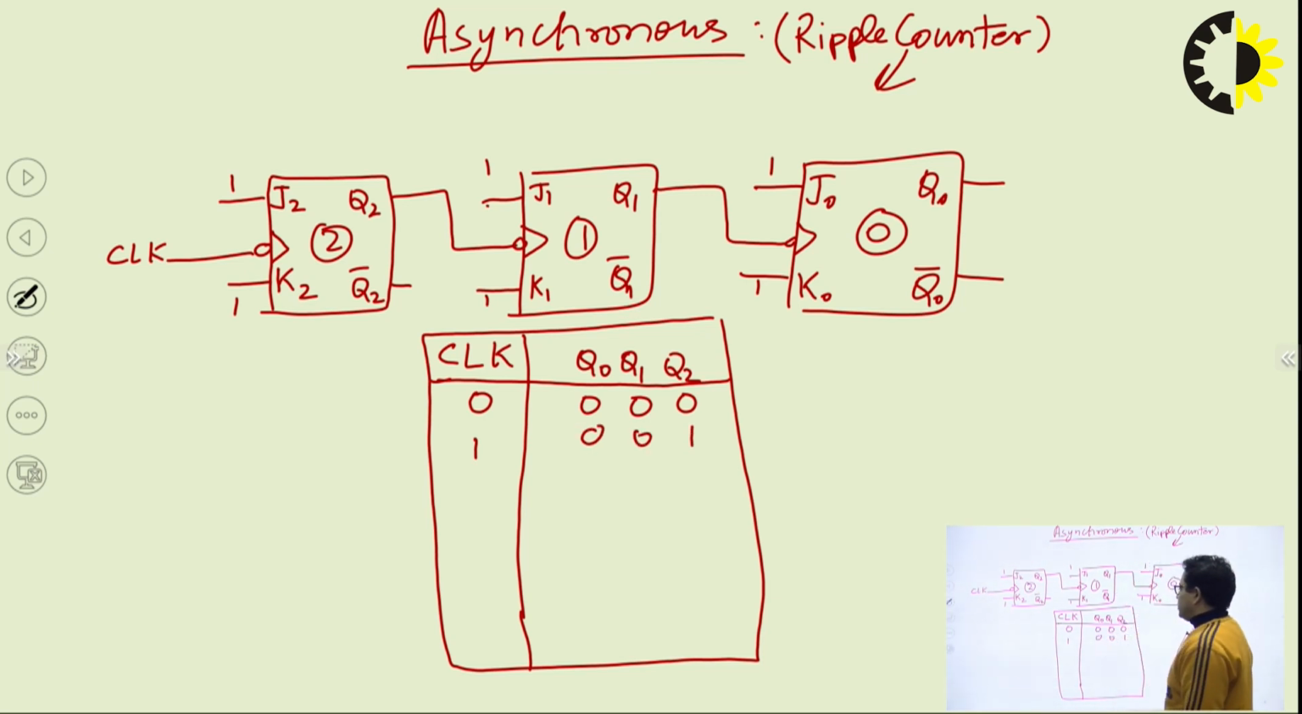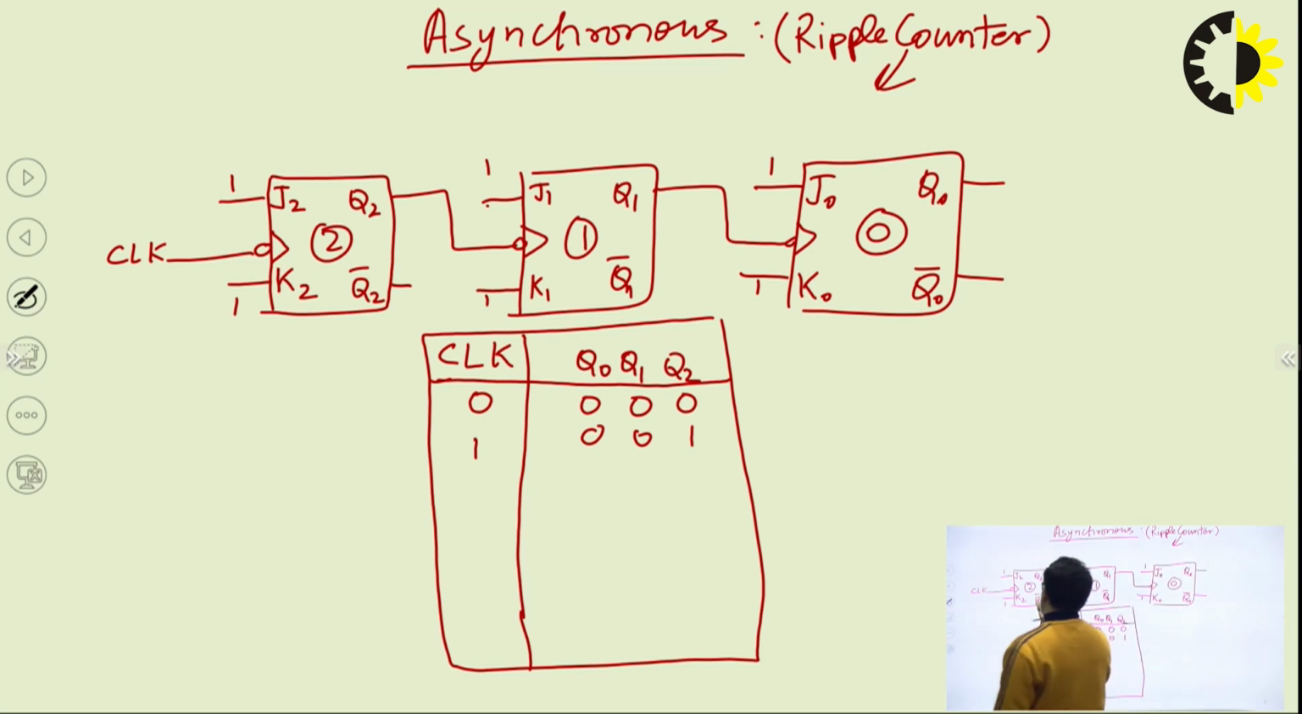Now for the next flip-flop, that is flip-flop Q1, the output of the previous flip-flop acts as the triggering pulse. That means flip-flop 1 will respond only to a transition from 1 to 0, because it is negative edge triggered.